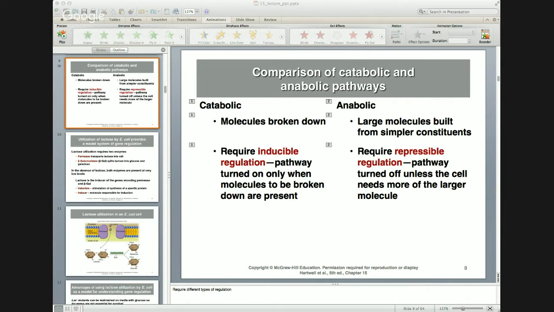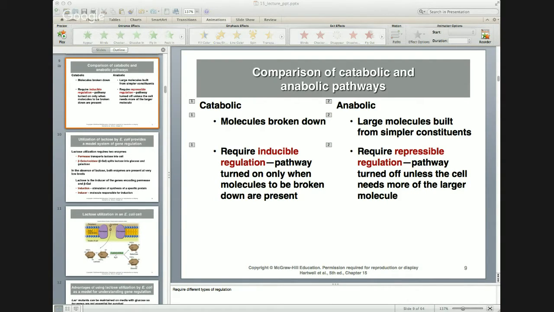The LAC operon can also be induced. It is induced when lactose is present. So lactose is the inducer of the operon. Lactose or IPTG. IPTG is another substrate for beta-galactosidase, but our focus would be on lactose. So when lactose is present, it acts as an inducer of the operon. It causes the operon to be turned on.